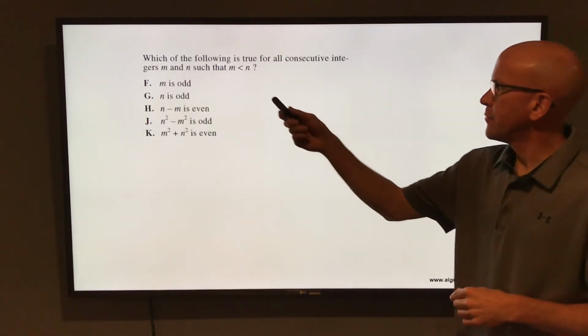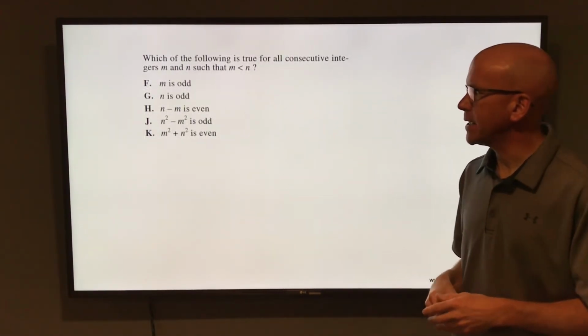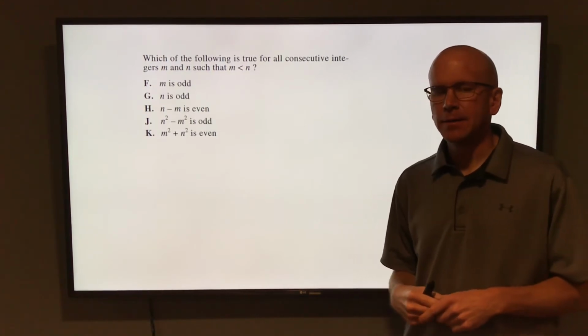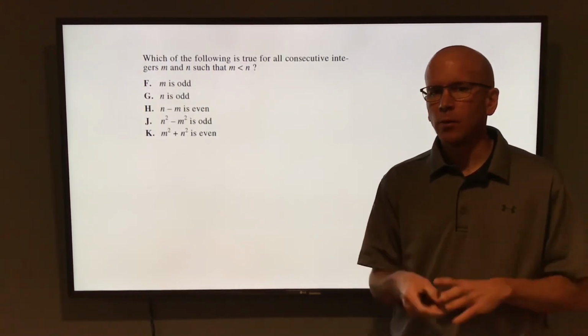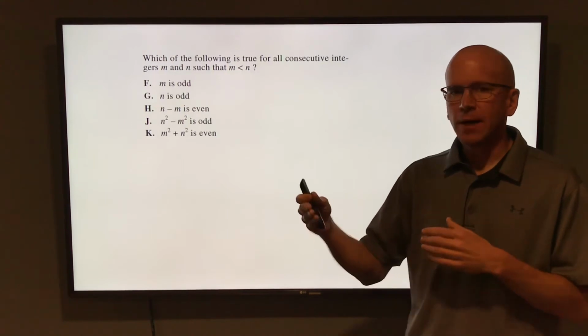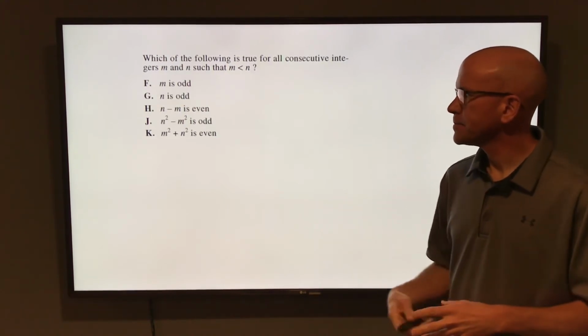Which of the following is true for all consecutive integers m and n such that m is less than n? Consecutive integers are integers in a row. In other words, 5, 6, 7, those are consecutive integers.